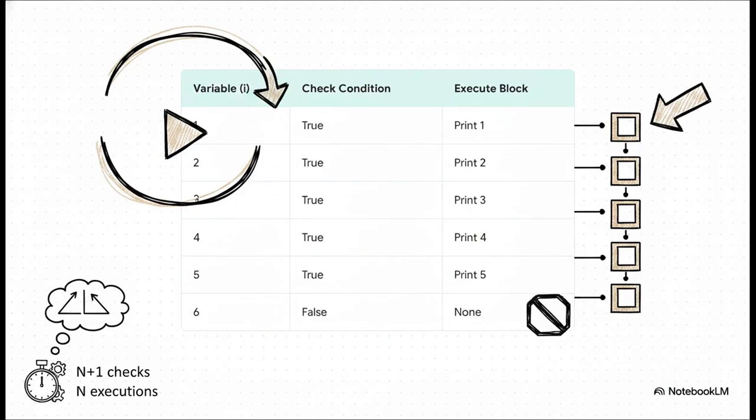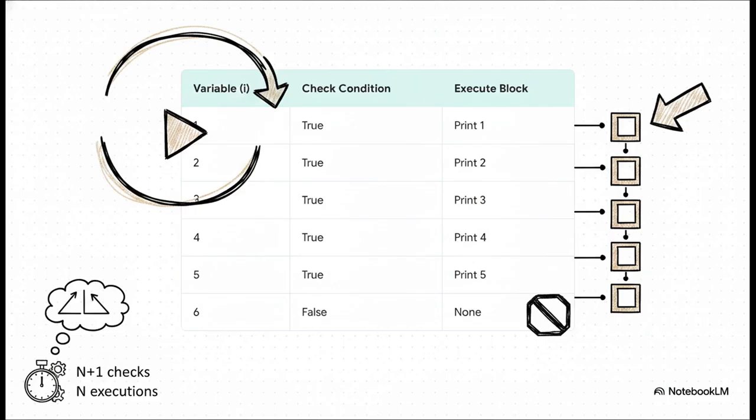As our variable i increments from 1 to 6, notice what happens. The condition checks as true 5 times, but, and this is key, it must check a 6th time, which finally evaluates to false just to terminate the loop. Meanwhile, the block itself actually executes and prints the number exactly 5 times. This is vital to grasp.